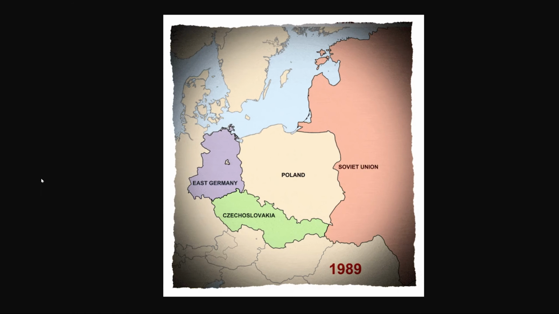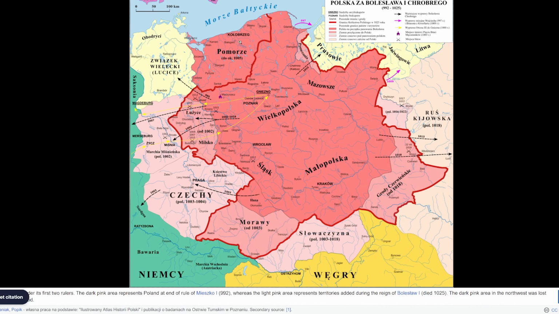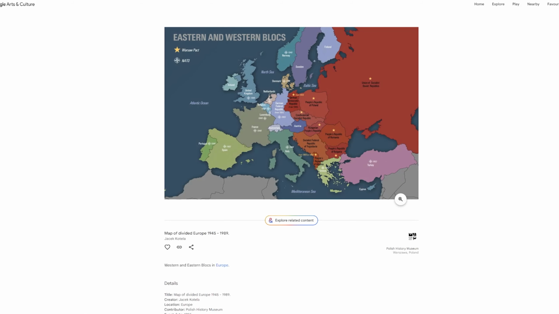For that, we will have to go to the very beginnings and start with the foundation of Poland in 1996, or around 1996 and 1992. Just kidding, we don't have to go that far back. Let's just start in 1945, the end of World War II.